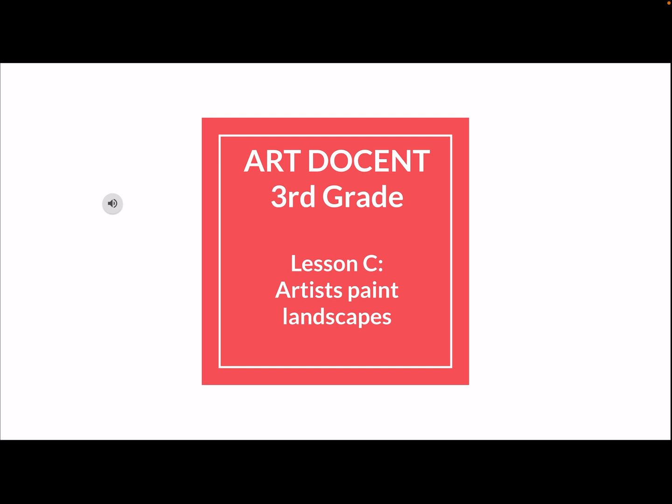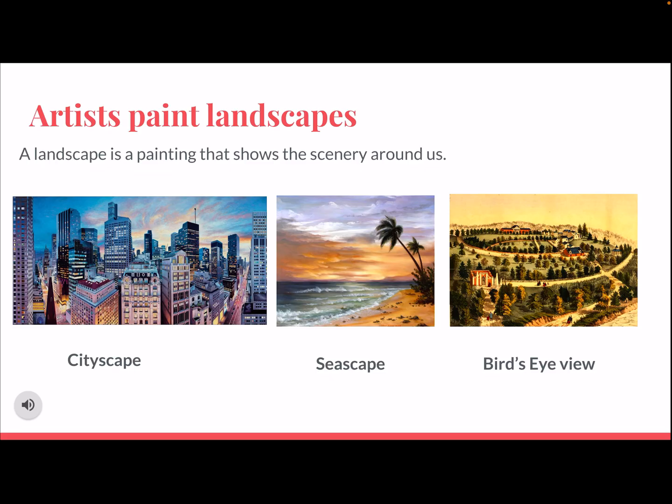Docent, Lesson C. Artists paint landscape. Slide 1. A landscape is a painting that shows the scenery around us. Artists may choose to paint the countryside, trees, lakes, mountains, rivers, fields. Sometimes the artist shows us people or animals or buildings in the landscape. When an artist paints a scene of a city, it's called a cityscape. When an artist paints the ocean, it's called a seascape.